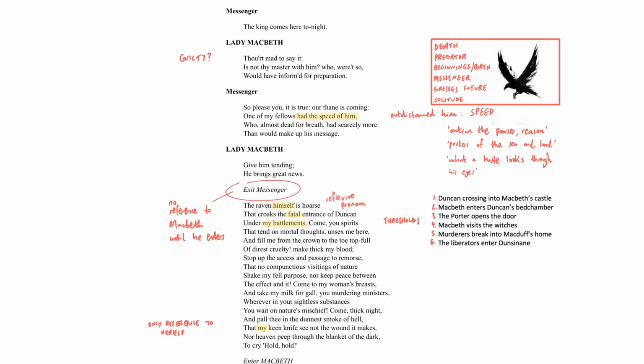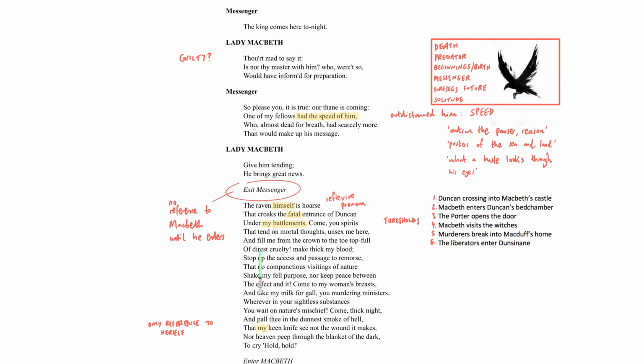And now let's look what happens to her language. "Come, you spirits that tend on mortal thoughts, unsex me here." Unsex is a neologism. The language here is commanding. The imperative, come, and it's an invocation, isn't it? There's something witch-like about her already, summoning the powers of darkness to unsex her, i.e. remove her femininity, and "fill me from the crown to the toe top full of direst cruelty." And she's not playing around. She doesn't say dire. The superlative direst.